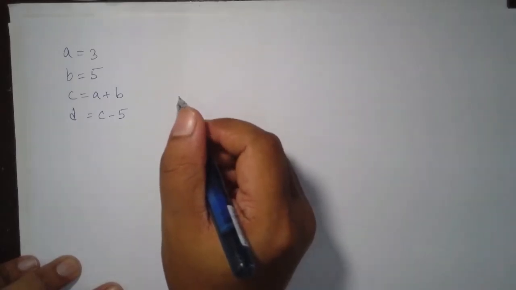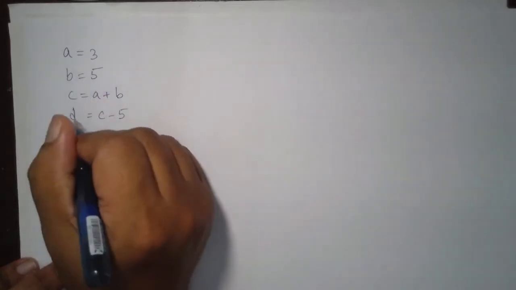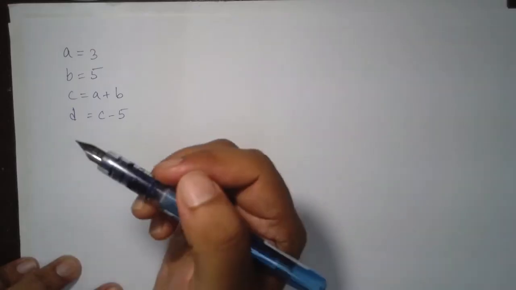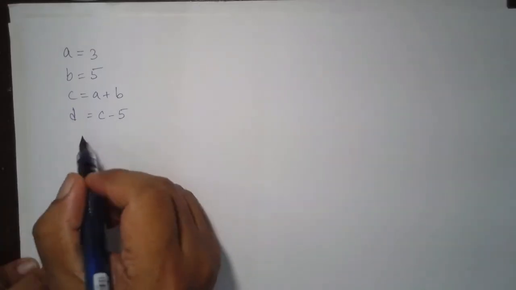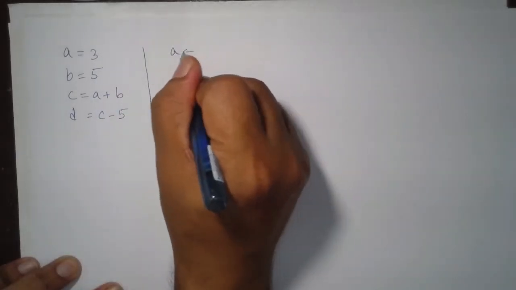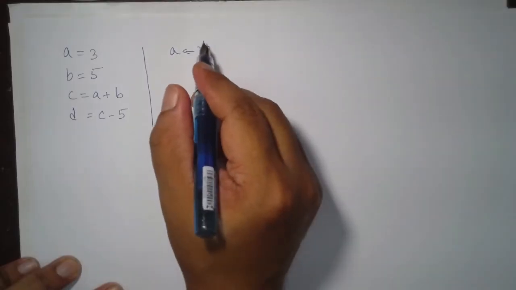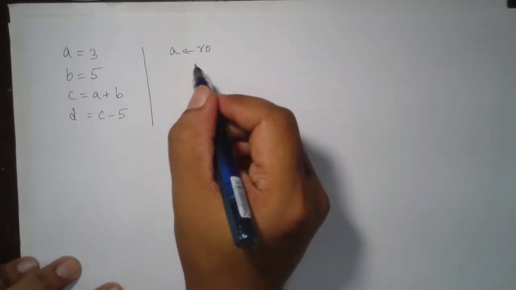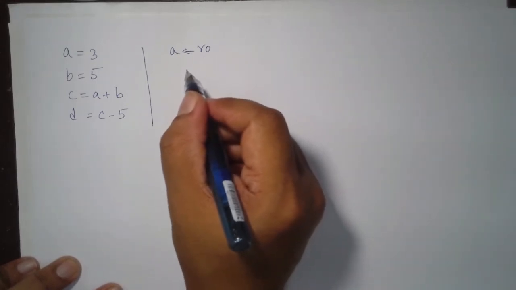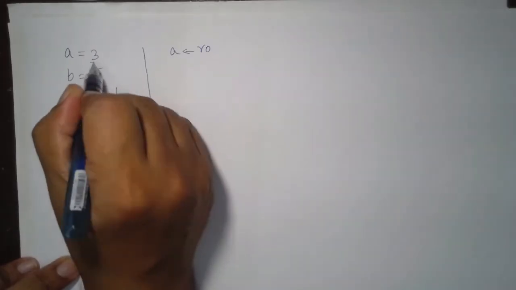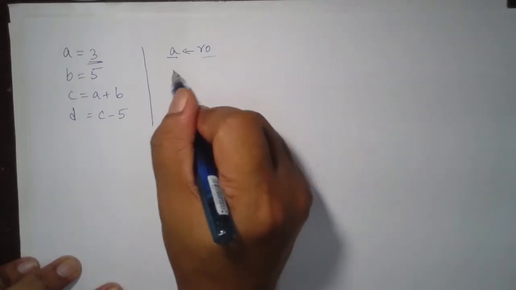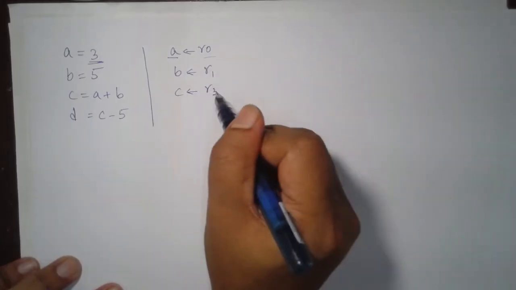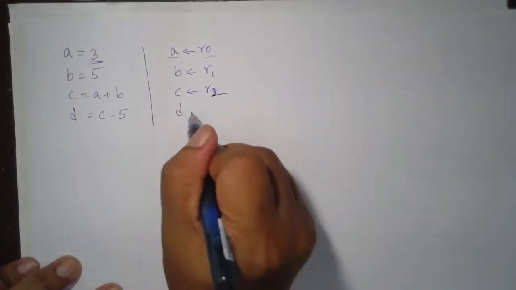Basically, the first step is that you have to store the values of a, b, c, at least a, b and c, even d, into some registers. So, let us say a represents R0, similarly b represents R1, c represents R2, and d represents R3.